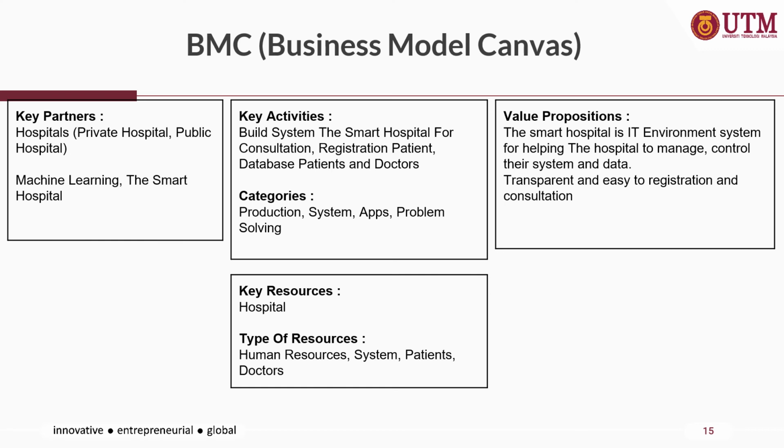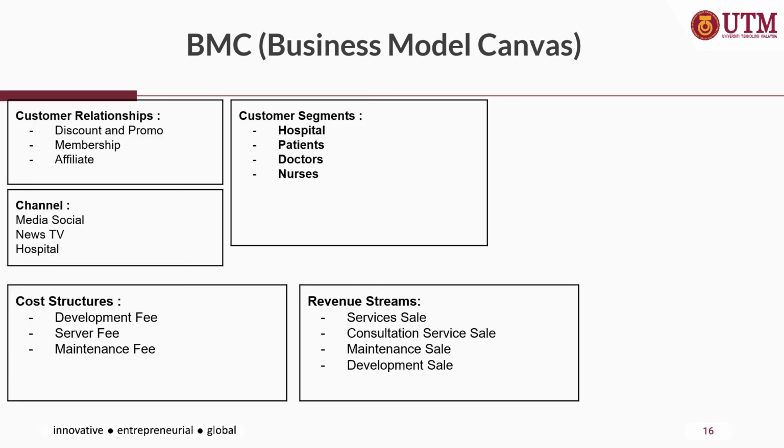For the value proposition, the smart hospital is an IT environment system for helping the hospital manage and control their system and data. It is transparent and easy to register and consult by using our system. For the key resources, it will be our hospital. There are also different kinds of resources like human resources, system, patient, and doctor. For customer relationships, we can improve by having some discounts and promotions, and also membership to the hospital and affiliates.